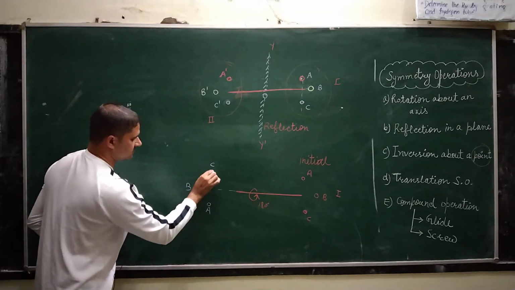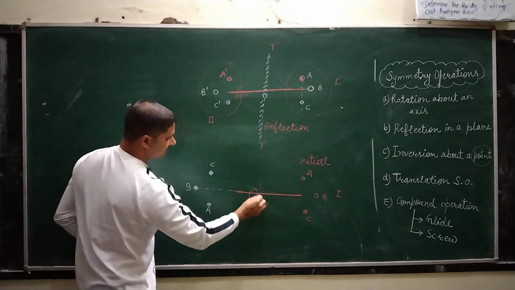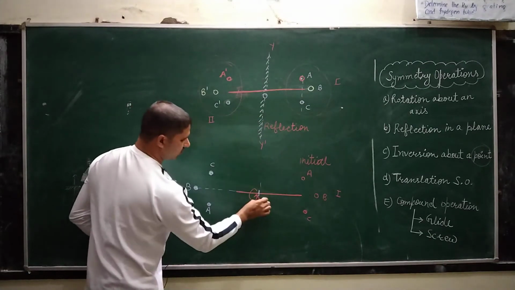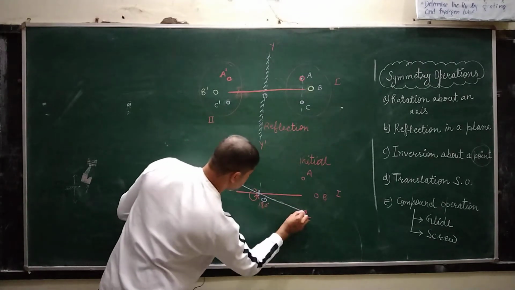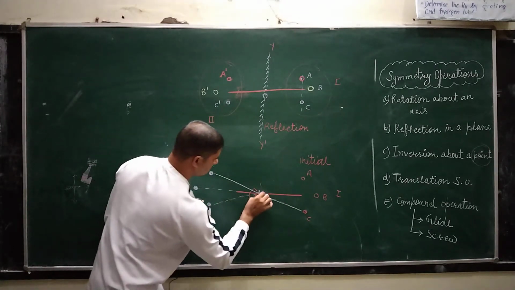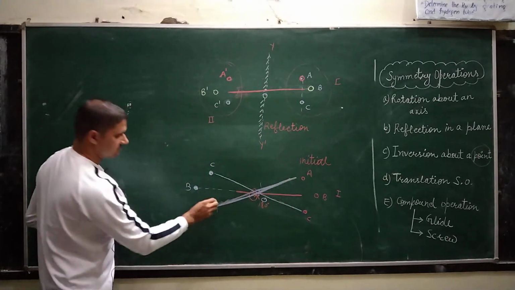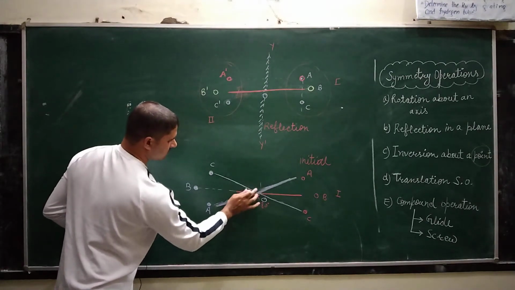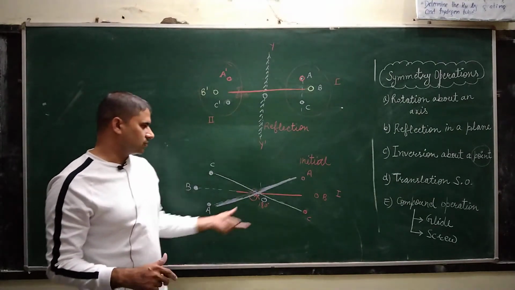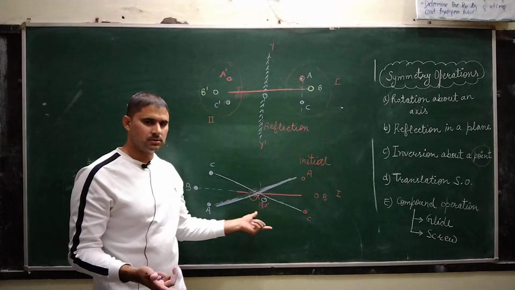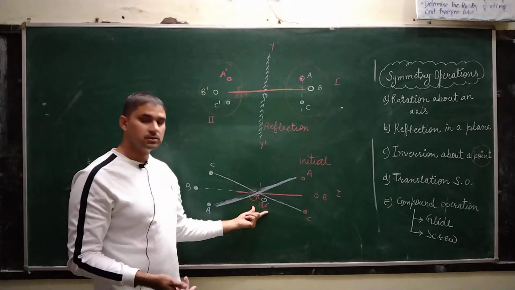So class, here you can see what kind of operation it is. It is about a point, the point is in the middle. Here it is point O, and this is the position of C. You can see this arrangement. This is how the inversion operation leaves the arrangement of the particles unchanged. So this is the inversion operation. It is a combination of reflection and rotation.